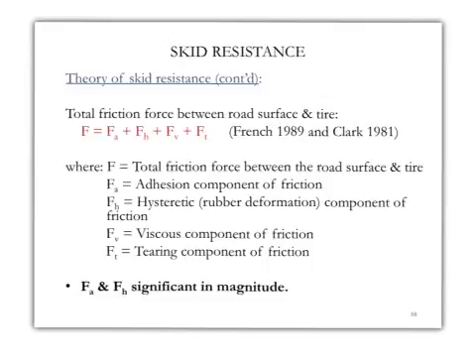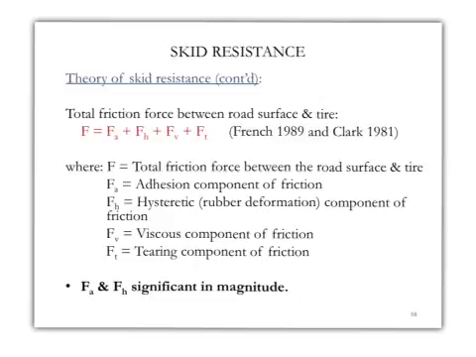So now the question is, how can we theorize the skid resistance, and how can we measure it, given that different components come into it? Several researchers over the years have tried to theorize how to measure friction and skid resistance. French in 1989 and Clark in 1981 came up with this preliminary equation to define the amount of total friction between road surface and tire. As you can see, it's coming from four different components.